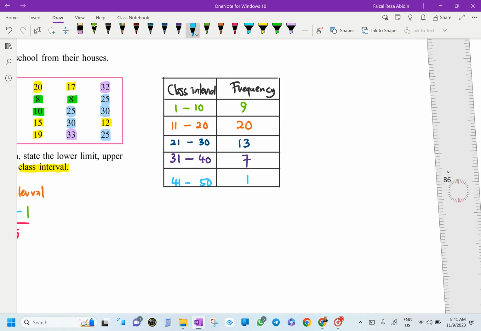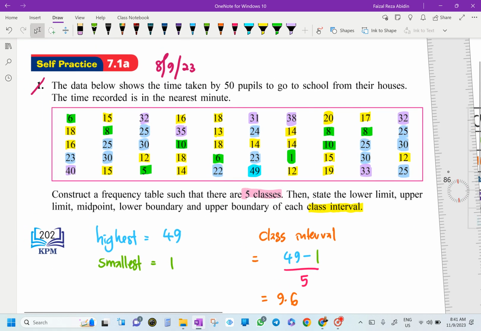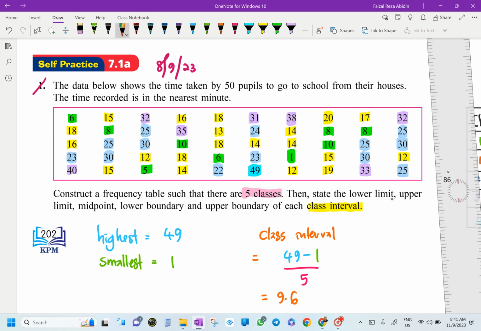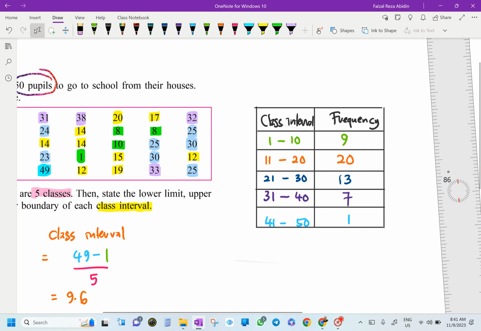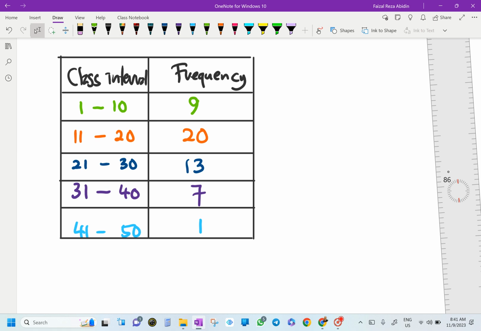How do we want to know that our frequency table is correct or not? If you look over here, our data here is for 50 pupils. It means that the 50 here we are going to get from the total of the frequency. 9 plus 20 plus 13 plus 7 plus 1. Is it 50? Yes. So it's correct for your frequency table. Understood? Okay.